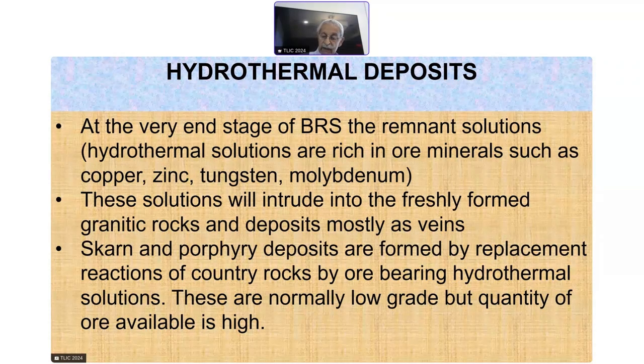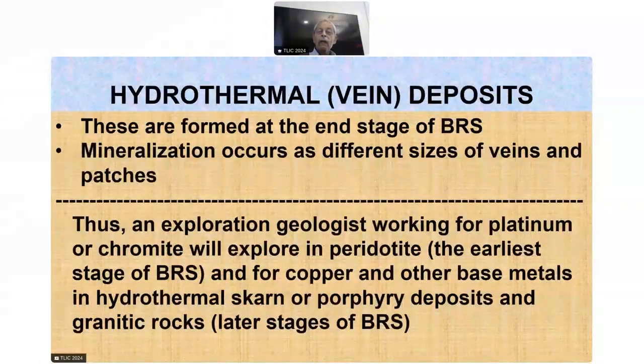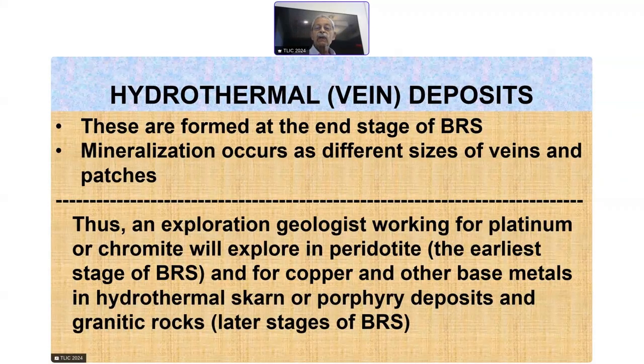So this is the repetition of what I said. They are formed at the stage of Bowen's reaction series. Mineralization occurs as different sizes of veins and patches. Thus, an exploration geologist working for platinum or chromite will explore in peridotite rocks, and for copper and other base metals, he will concentrate on the granitic rocks.